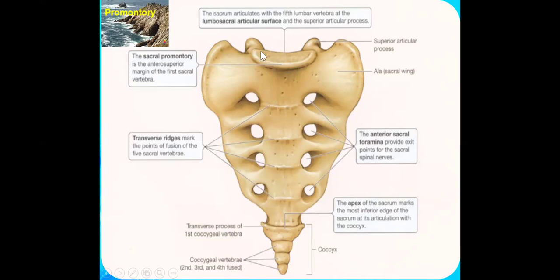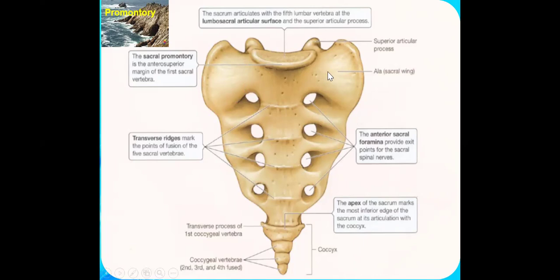This is actually the area where it makes a joint with L5. And along with that, these are the two articular processes, the left and the right superior articular process, and they make the facet joint with the inferior articular process on both sides of L5.